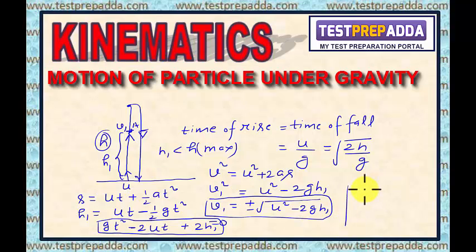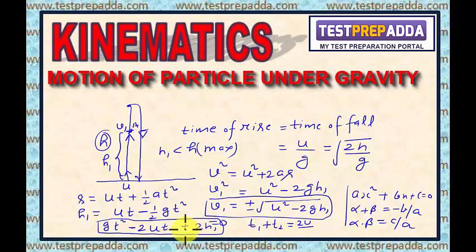The quadratic equation will have two roots. If you recall, quadratic equation ax square plus bx plus c is equal to 0. If this quadratic equation has two roots alpha and beta, then we can write alpha plus beta is equal to minus b by a, and alpha into beta is equal to c by a. So here if I consider two roots as t1 and t2, then I'll write t1 plus t2 as 2u by g, minus b by a. And t1 into t2, what can we write? t1 into t2 is equal to 2h1 by g, c by a.